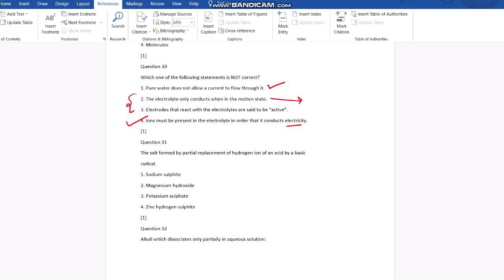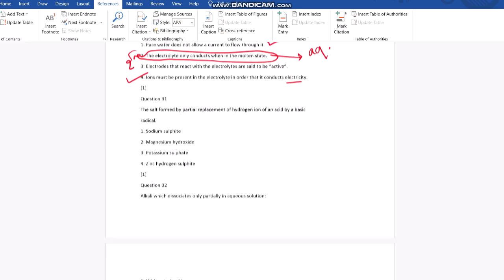For electrodes that react with electrolytes to be active electrodes, that one is also quite correct. But the incorrect statement, according to me, is that electrolytes only conduct electricity in the molten state. They conduct electricity both in aqueous and molten state.